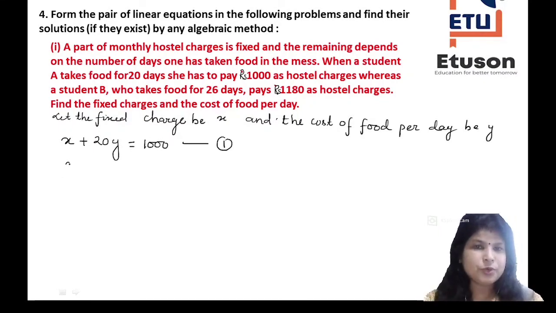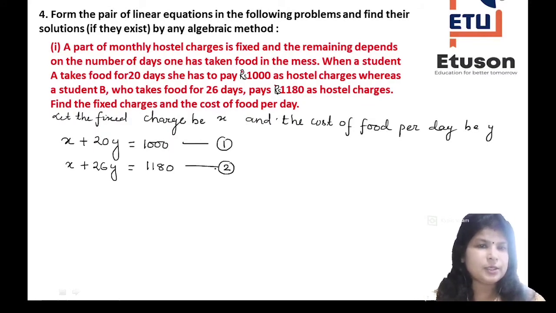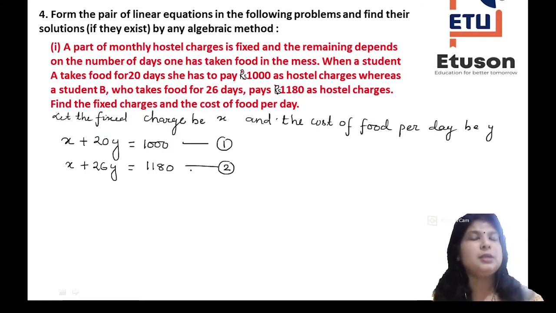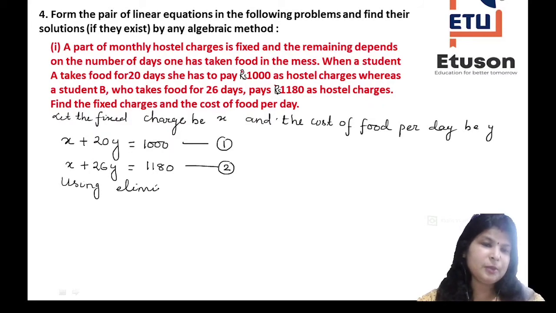And for the student B, he is eating food for 26 days. So x plus 26y is equal to 1180. So this is your equation 2. So by using your elimination method, I am using elimination method because it will be easier. Already you have coefficient of x equal. So I am using elimination method to solve.